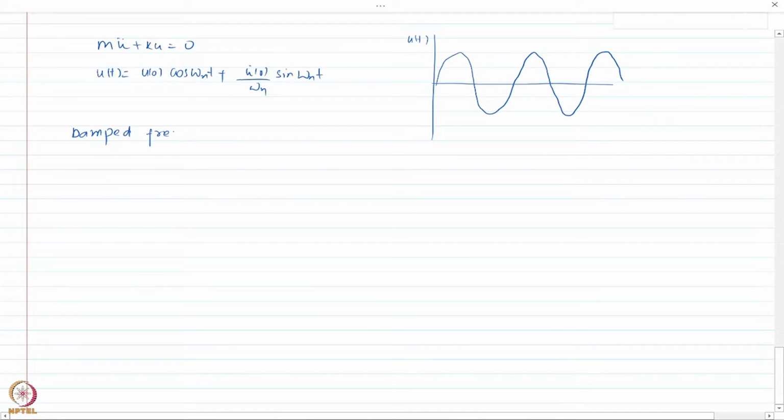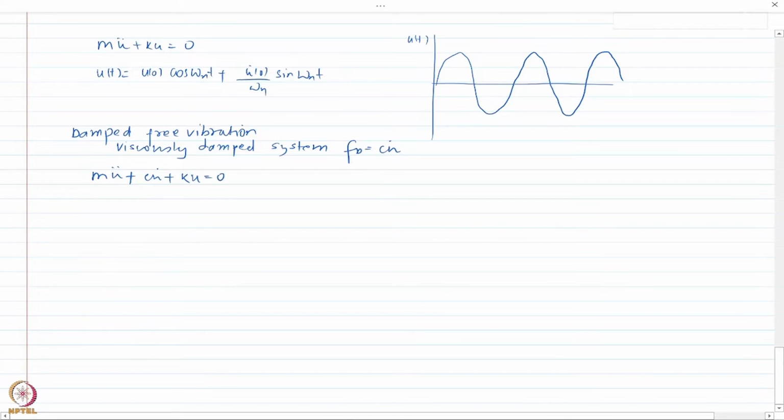Now for damped free vibration we are going to consider a specific type of damping that I have previously stated. It is a viscously damped system. As I have previously stated, the damping force can be represented as a linear function of velocity, so that the equation of motion that I need to solve becomes m u double dot plus c u dot plus k u equal to 0, right?